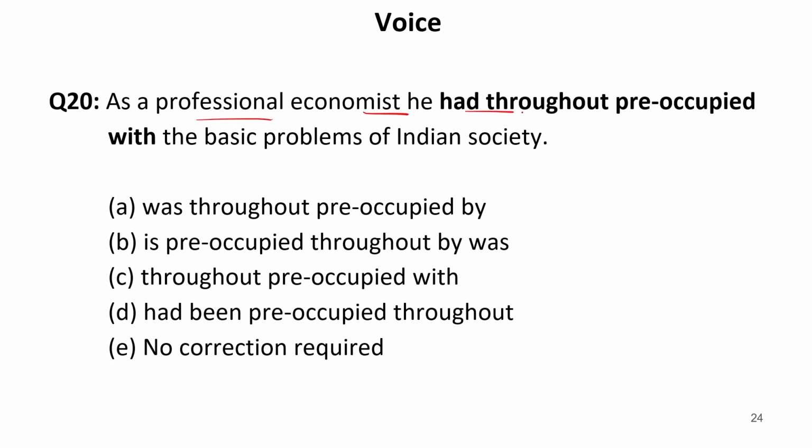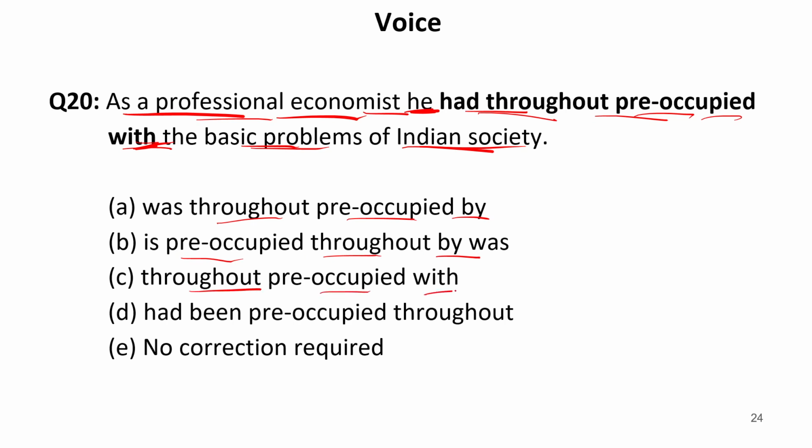As a professional economist, he had throughout preoccupied with the basic problems of Indian society. So as a professional economist refers to him, had throughout preoccupied with the basic problems of Indian society. Now let us see the options. Was throughout preoccupied by? Is preoccupied throughout by was? Throughout preoccupied with?